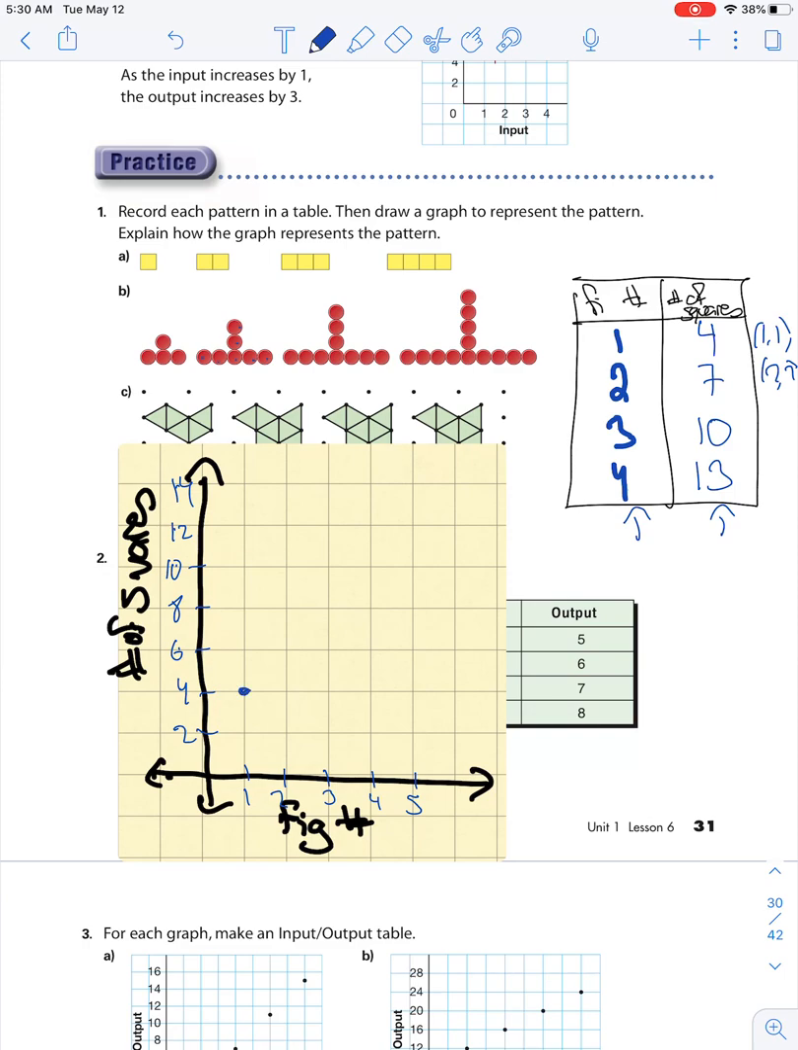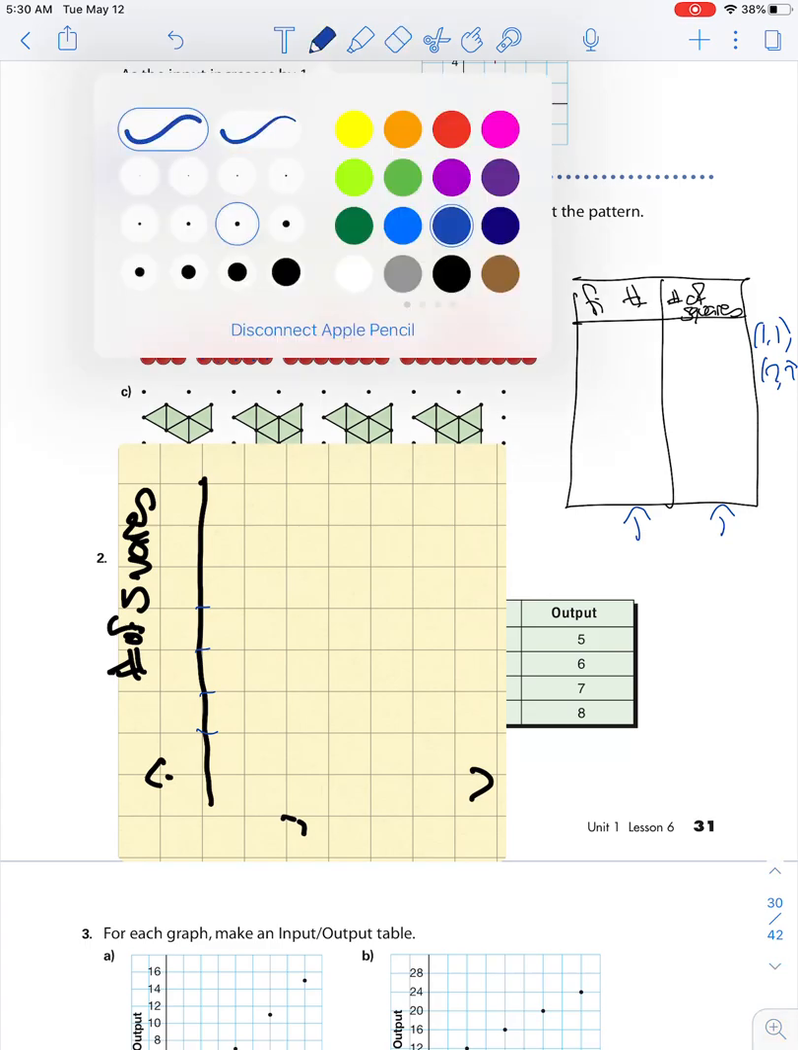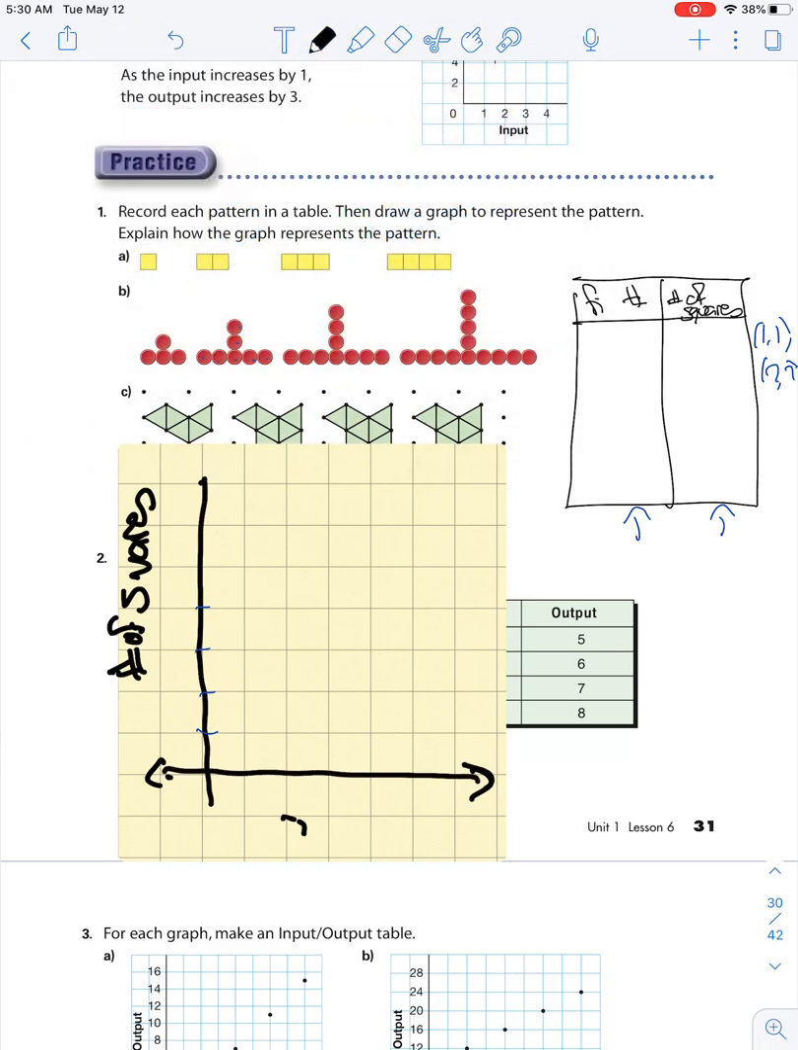Okay, so then figure 1 is 1, 4, and then 2, 7, and then 3, 10, and then 4, 13. There you go. And that is a line. If you want to connect them, you could. Nice. Excellent. Okay, next one is, okay, let's see. Oops. Okay, that one worked.